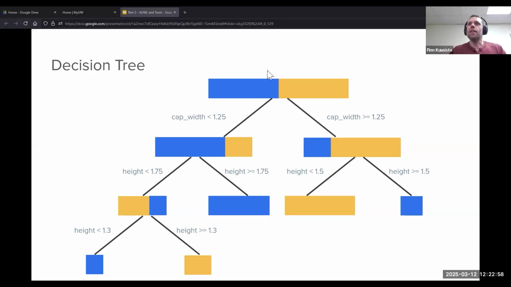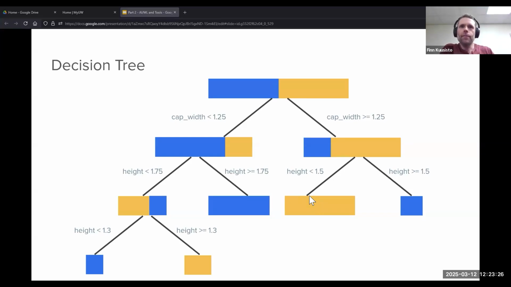But in this case, maybe some expert in mushrooms, and this is not real data, might say, oh, if the cap width is greater than 1.25 and the height is less than 1.5, it's safe to eat or something like that. Maybe there's some intuitive reason why that might be the case. Or maybe you discover some new knowledge based on dividing the space up by these features. So that's one of the ways you can look at this too: these types of models are interpretable as well.